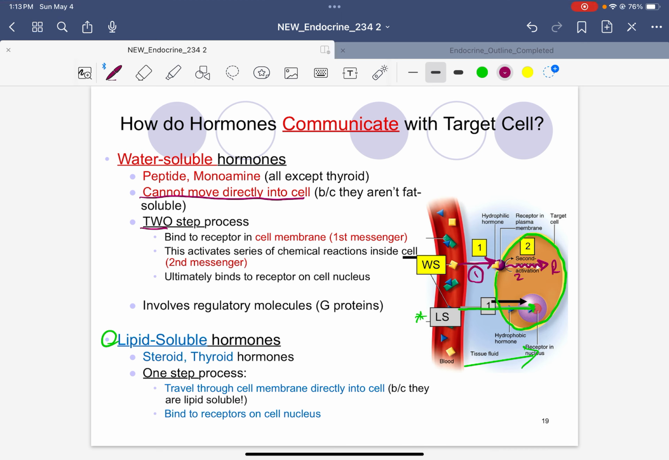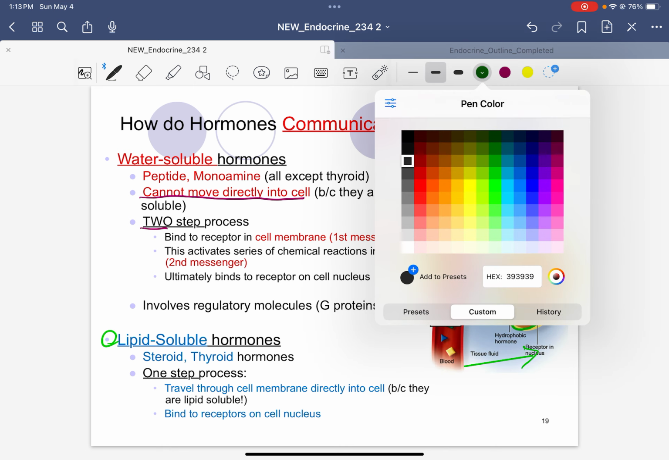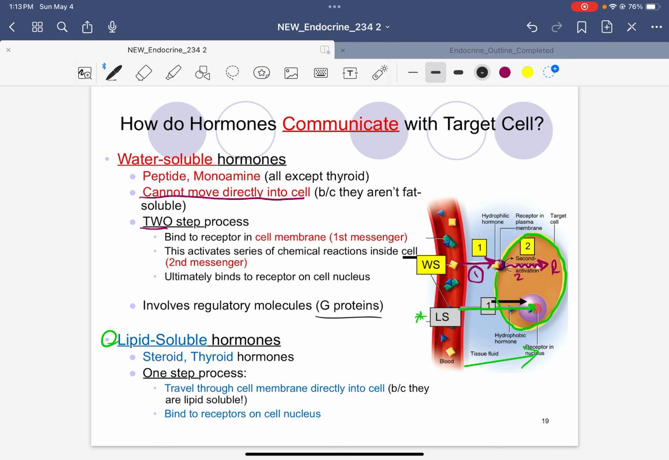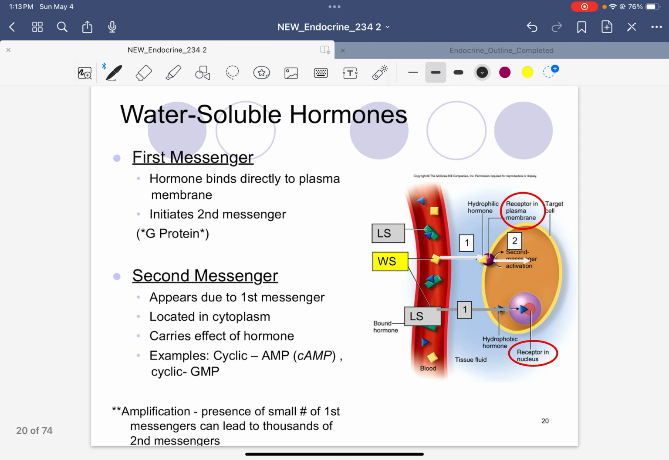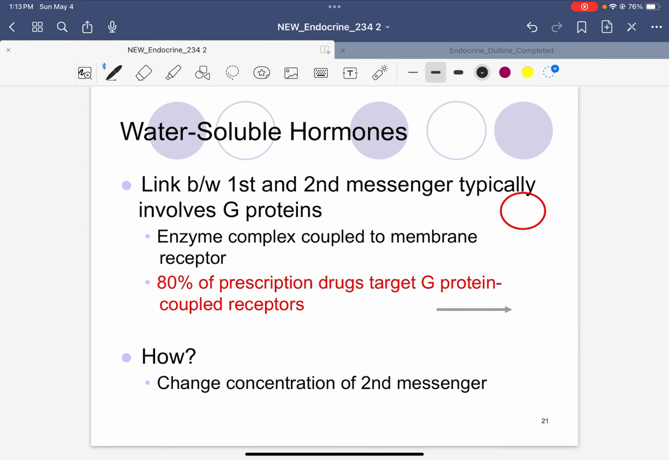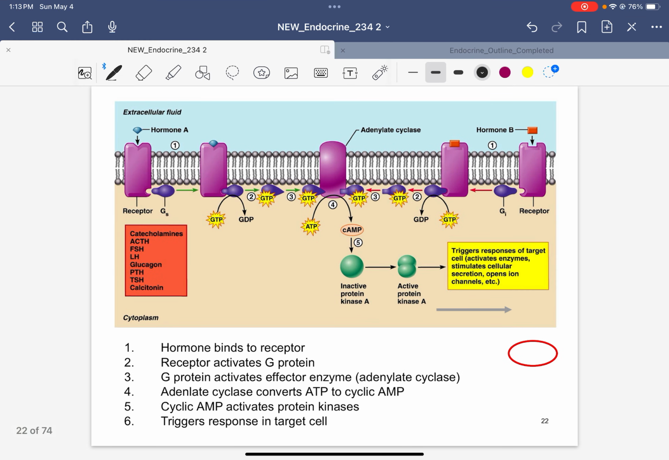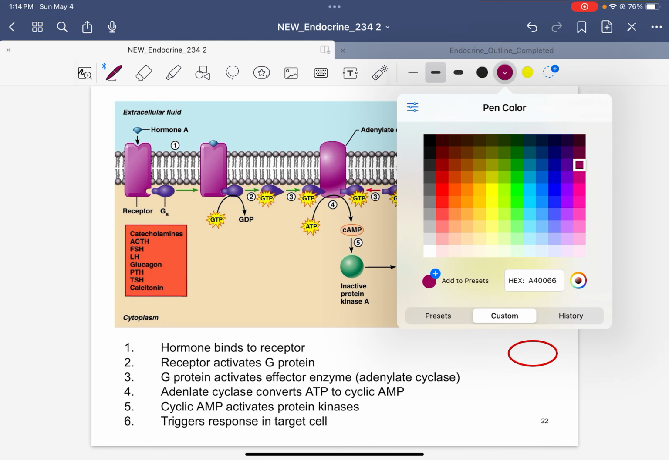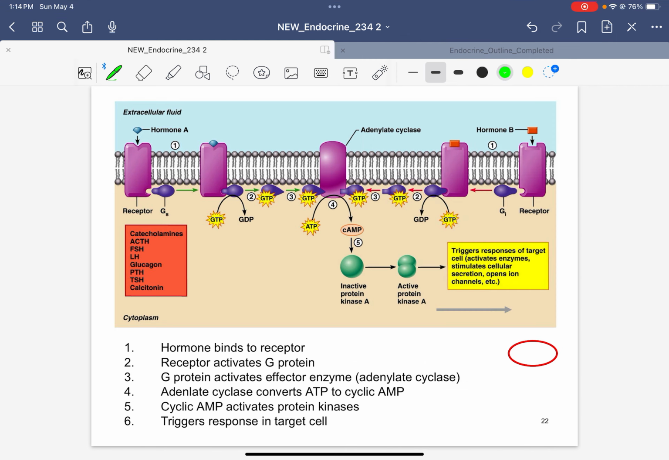Now, there's some extra stuff I want to point out, but you don't need to know. This is extra. There are some things called G proteins. If we look more closely at this, you don't have to know this, folks. I could, if I wanted to, have you memorize every single step of this. But you don't have to. But what am I pointing out?